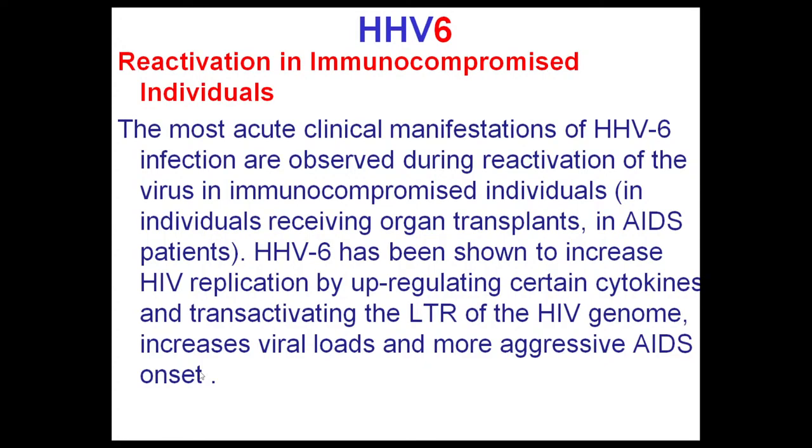The most acute clinical manifestation of HHV6 infection is observed during reactivation of the virus in immunocompromised individuals, mainly organ transplant patients and AIDS patients. It is believed that HHV6 may increase HIV replication by upregulating certain cytokines and transactivating the LTR fragments of the HIV genome. We will take a look at them next week. It increases the viral load, and in immunocompromised individuals infected with HHV6, the HIV disease becomes more aggressive.